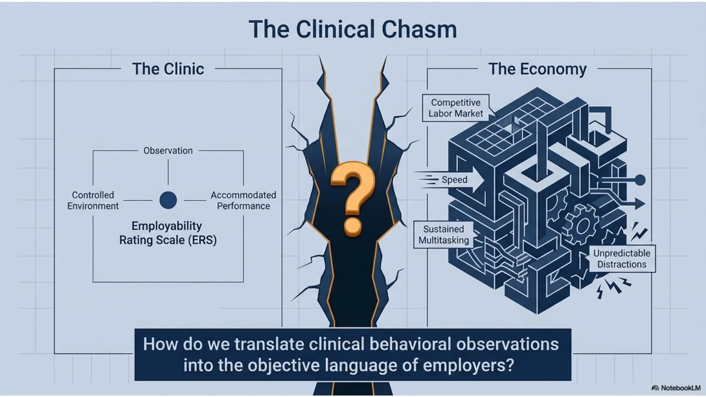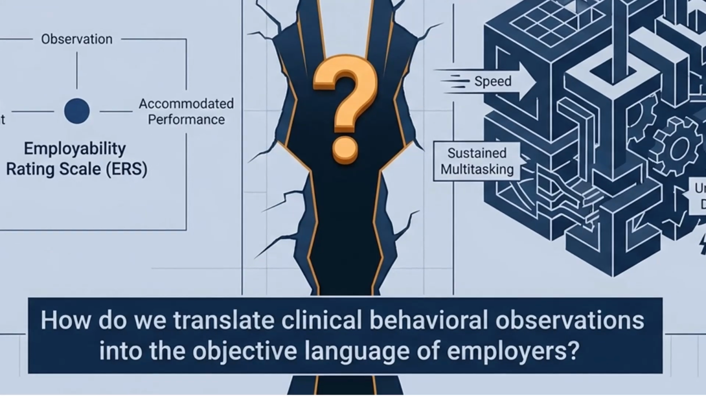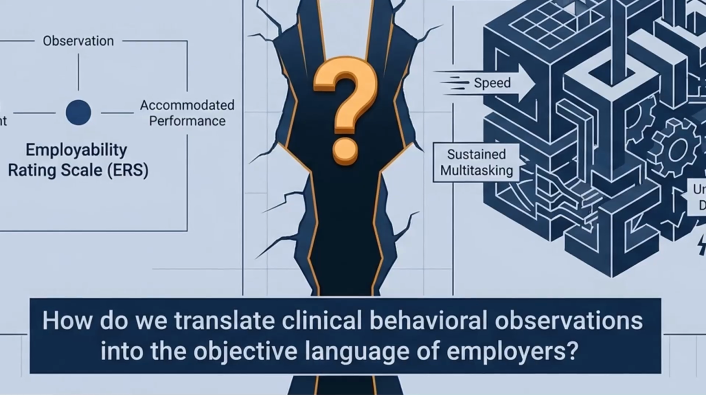Occupational therapists often face what we call the clinical chasm. In the clinic, our evaluations rely on behavioral observation in a controlled environment, where we use the Employability Rating Scale, ERS, to assess accommodated performance. However, the 21st century economy is unforgiving. Employers prioritize speed, sustained multitasking, and the ability to manage unpredictable distractions. The fundamental question we must answer is, how do we translate clinical behavioral observations into the objective language of employers?